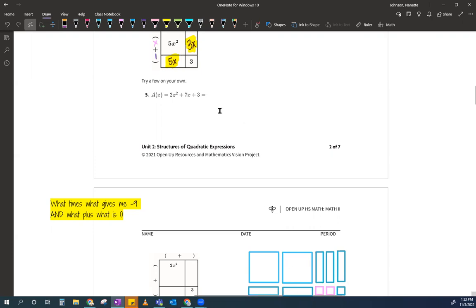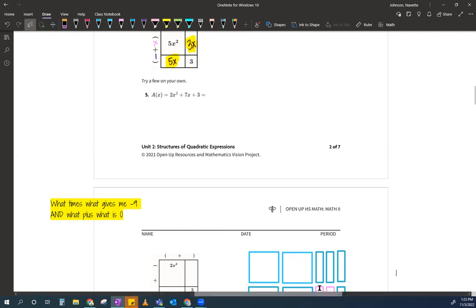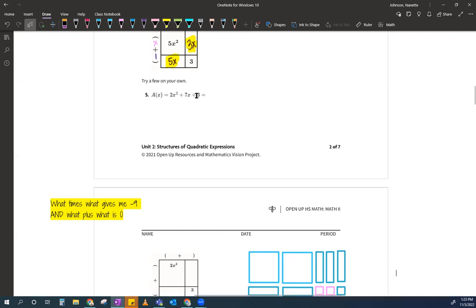Why doesn't this represent this? Look very carefully. 2x squared, 2x squared. 1, 2, 3. 3. Yeah, there's not enough x's. There's not enough x's. Here, Ms. Johnson, you're supposed to have 7x. Here you only have 5.